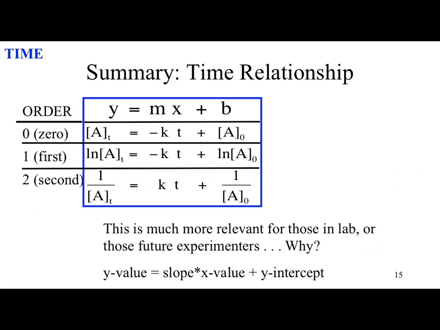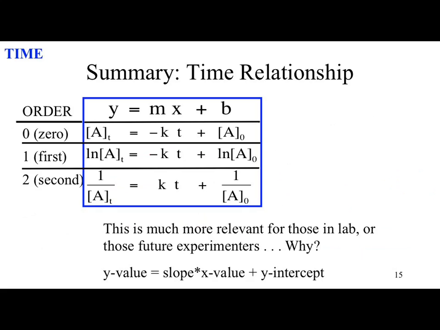I would plot the natural log of my concentration versus time. If I get a straight line then, what does that mean? It's first order with respect to that reagent. I can use the slope of that line to determine what our rate constant is.